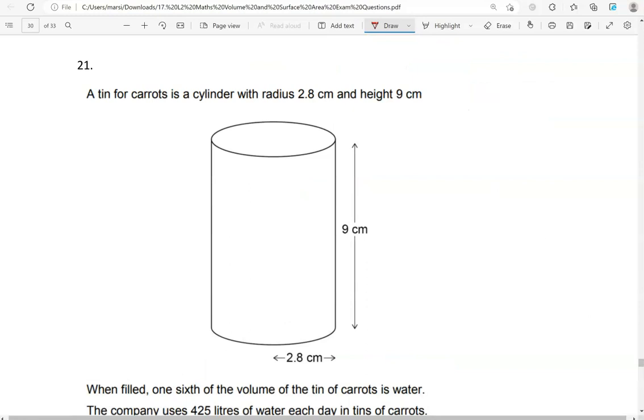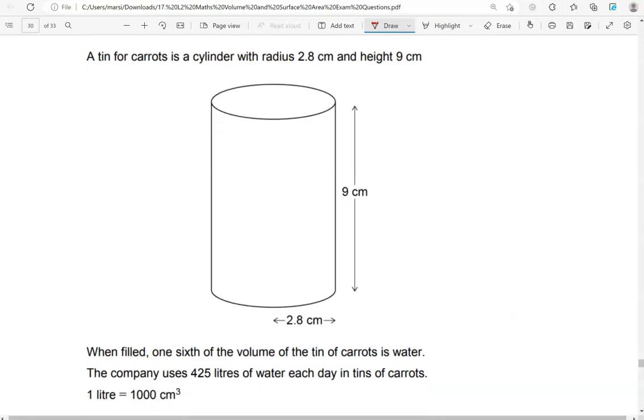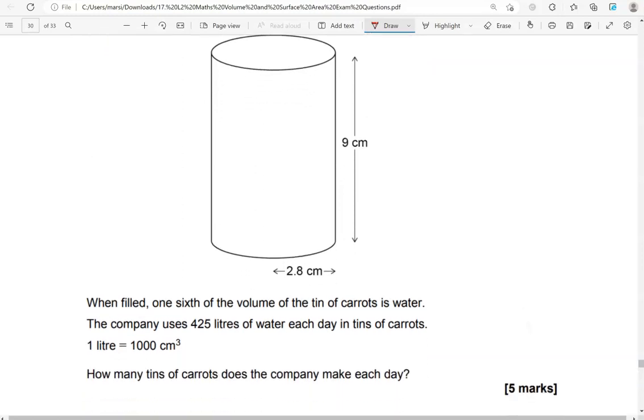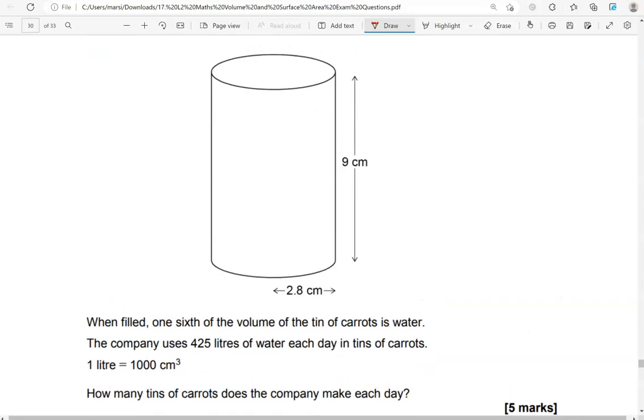A tin of carats is a cylinder with radius 2.8 centimeters and height 9 centimeters. When filled, 1/6 of the volume of the tin of carats is water. The company uses 425 liters of water each day in tins of carats. 1 liter is equal to 1,000 cubic centimeters. How many tins of carats does the company make each day?